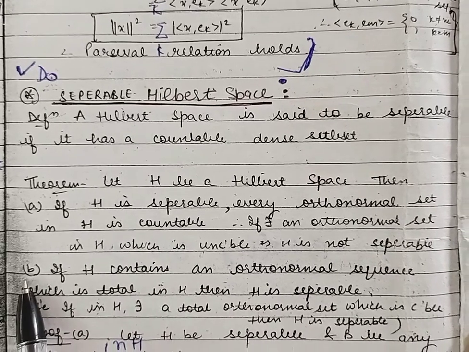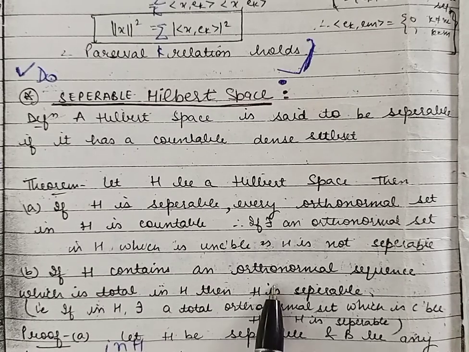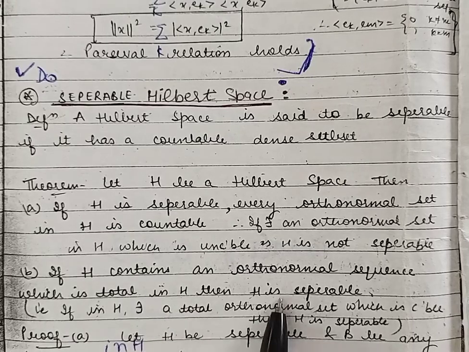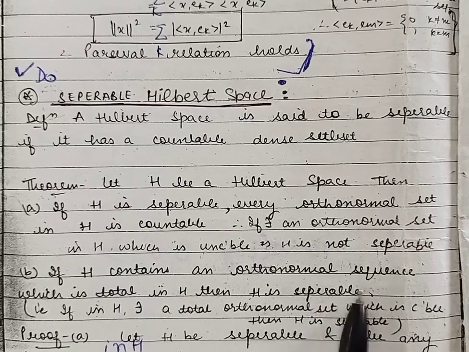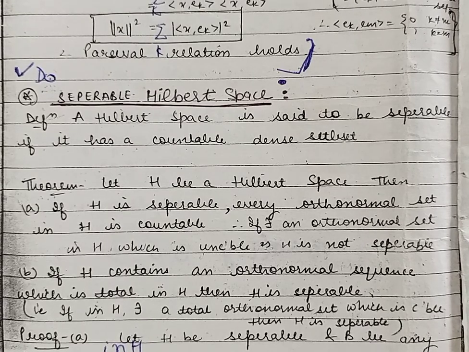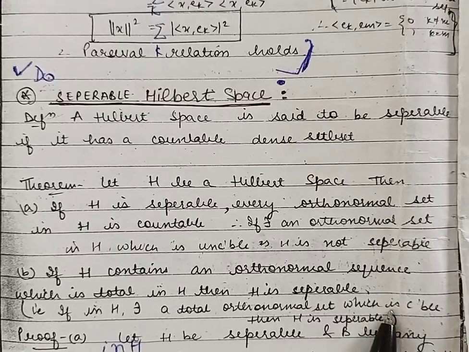In the second part, if H contains an orthonormal sequence which is total in H, then H is separable. An orthonormal sequence means it is countable. In other words, there exists an orthonormal set which is countable. Then we have to prove that H is separable.